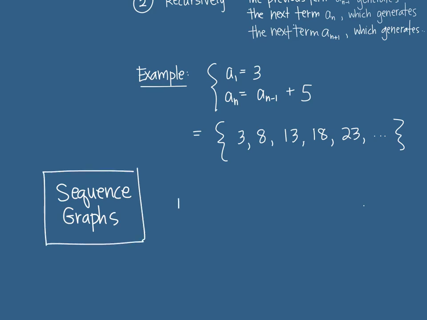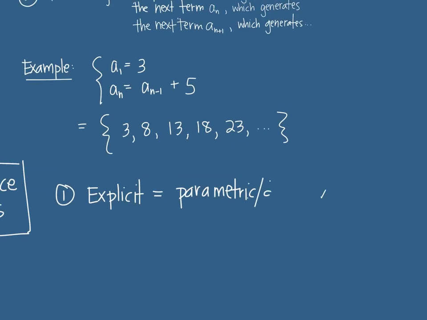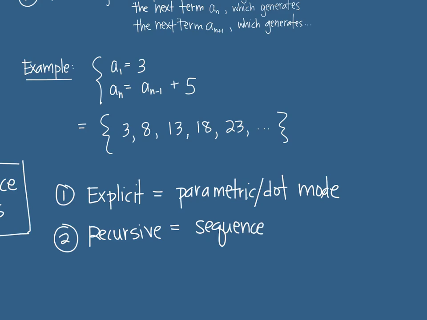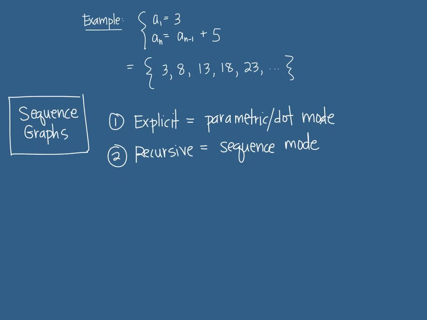All right. To graph these two different ones, explicit has to be in parametric mode. Which is dot mode. And number 2, recursive, needs to be in sequence mode. All right, so let's practice that a minute. Okay, so grab your calculators out. We keep going.